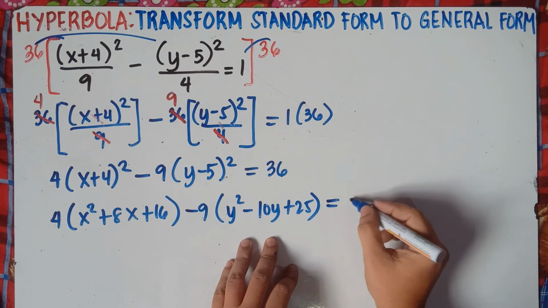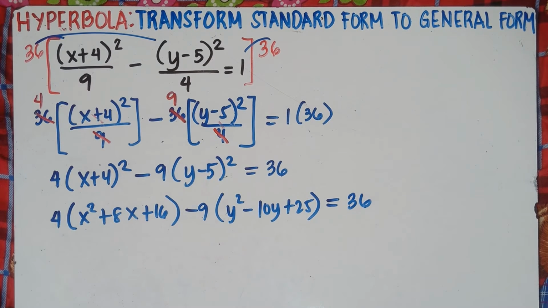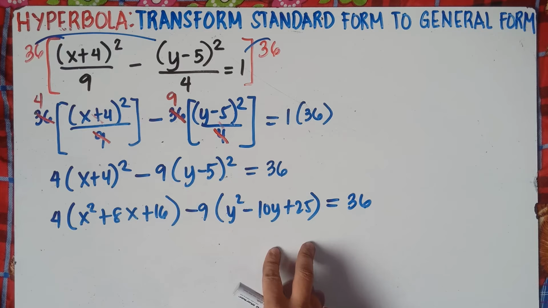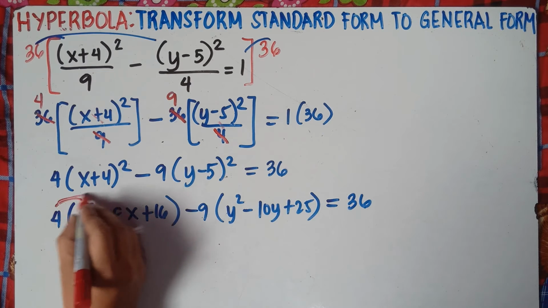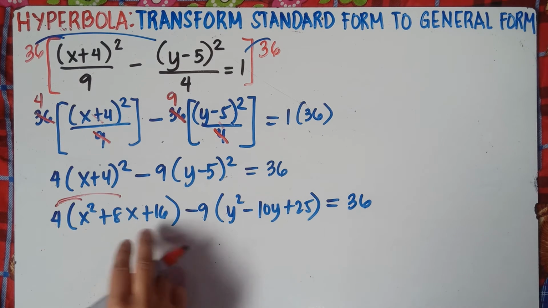So this will be equal to 36. And once you do the square of a binomial and simplify this one, you can now distribute, class. You multiply this 4 by every term.